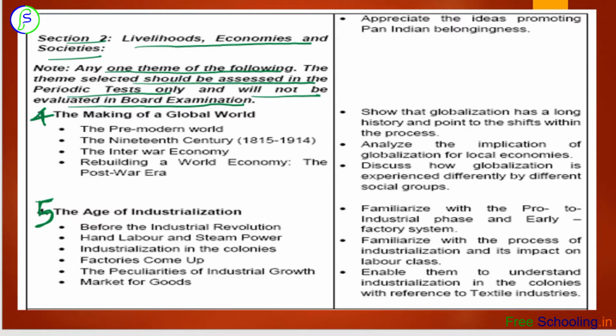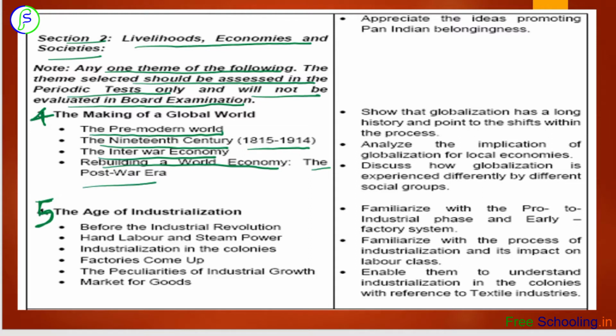So let's see what all topics we are going to cover in this. So in the making of the global world, we have the pre-modern world, the 19th century, that is from 1850 to 1914, the interwar economy, rebuilding a world economy, the post-war era. So these are all the topics.